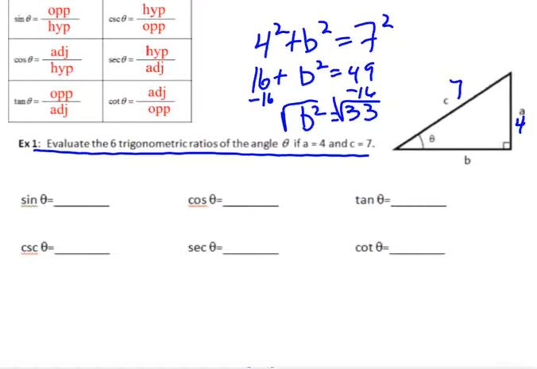When I take the square root of 33, we can't take the square root of it evenly. So we're going to leave this as an exact answer. So I'm going to leave it as the square root of 33. Now I'll be able to fill out all 6 of my trig ratios.